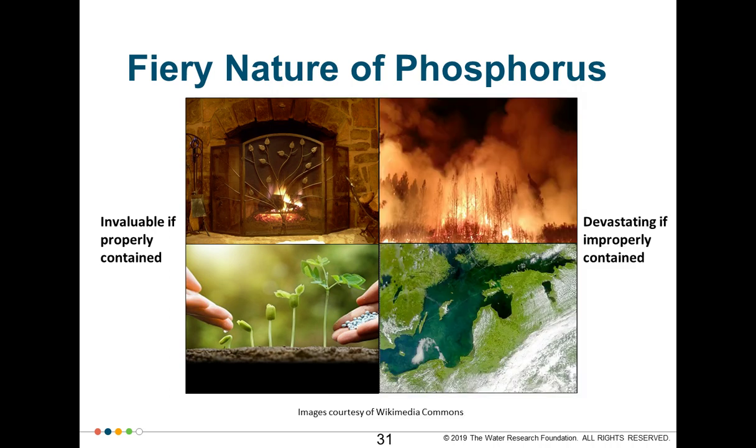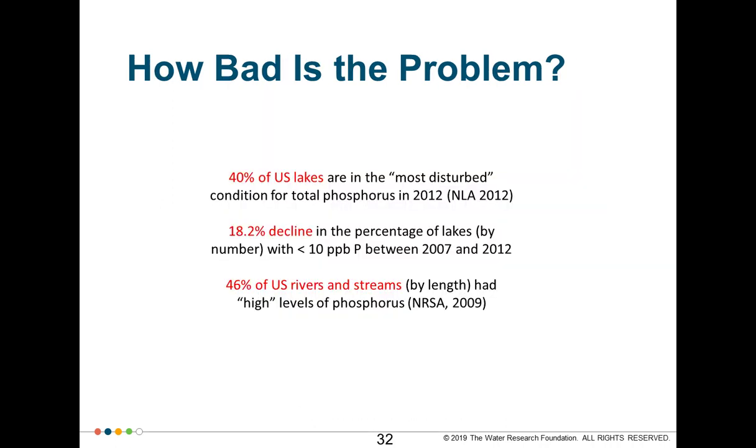But when phosphorus isn't contained, it's like a wildfire. It can be extraordinarily ecologically devastating, economically devastating. And I think of the algal bloom really as the forest fire equivalent of what happens to lakes. This is a huge problem. It's not just a fringe problem that we need to think about on the periphery.